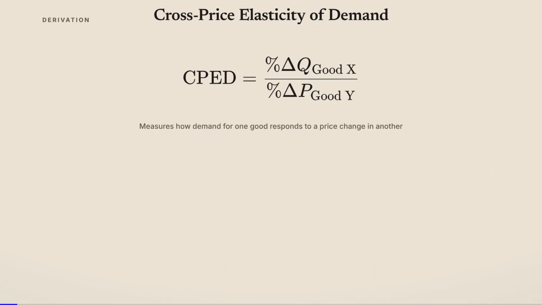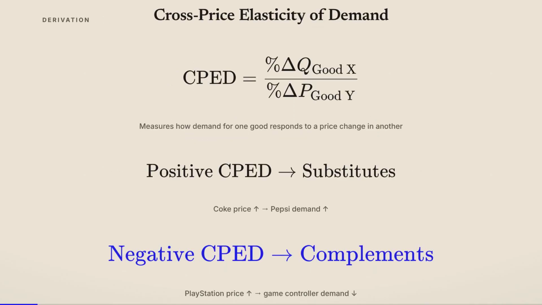Cross-price elasticity extends the same logic across goods. The formula is the percentage change in quantity demanded of good X divided by the percentage change in price of good Y. A positive value means the goods are substitutes. When Starbucks raises coffee prices, Dunkin' Donuts sees more customers. A negative value means they are complements. When Sony raises PlayStation prices, demand for game controllers drops too.